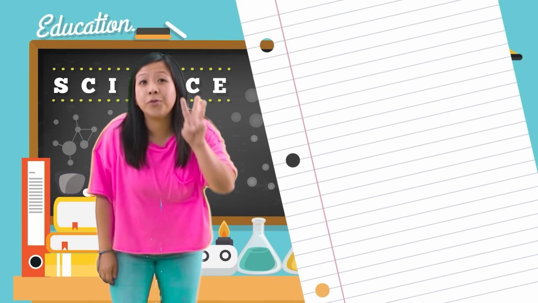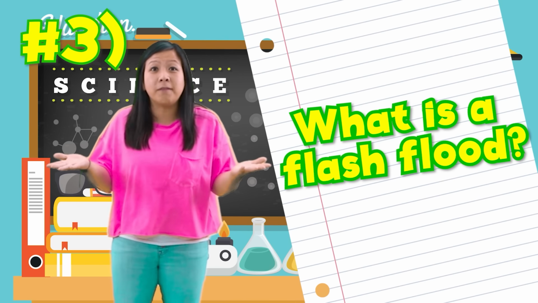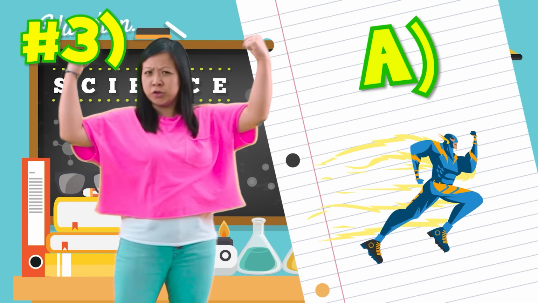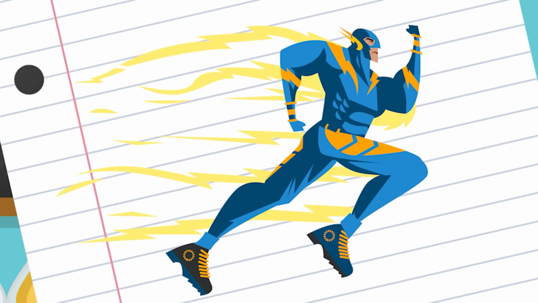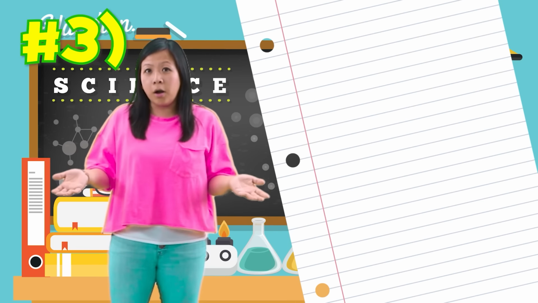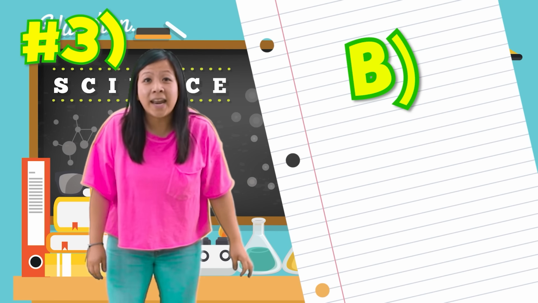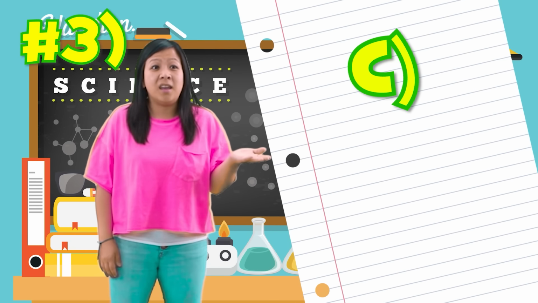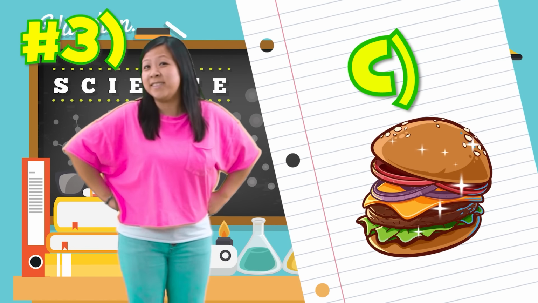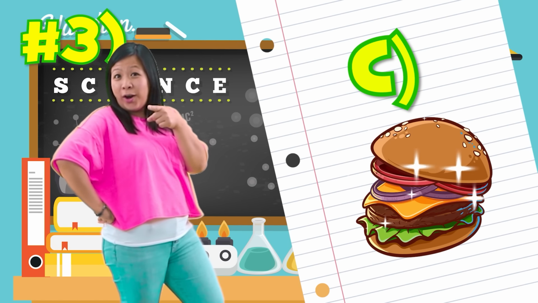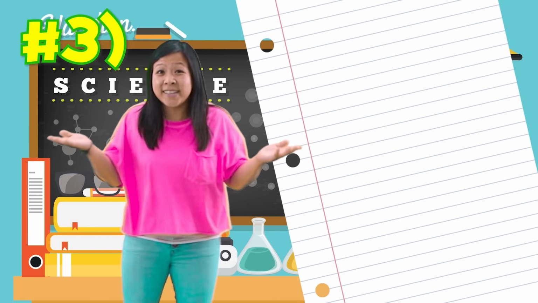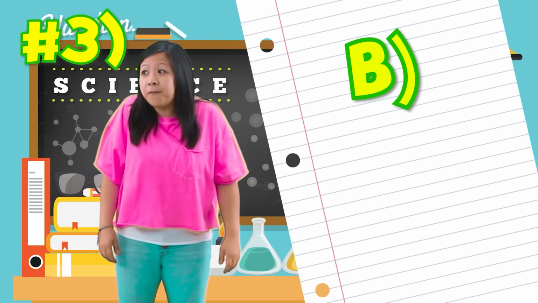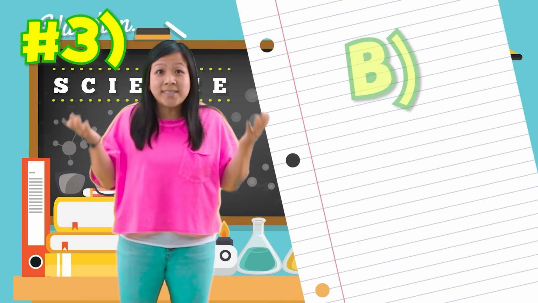And question number three. What is a flash flood? Is it A, a super strong superhero? Or is it B, a flood that happens suddenly? Or is it C, a fancy cheeseburger? Which one? Did you guys guess it? The answer is B, a flash flood is a flood that just happens so suddenly.